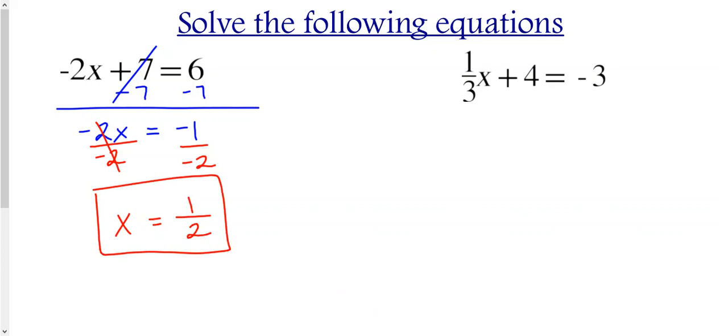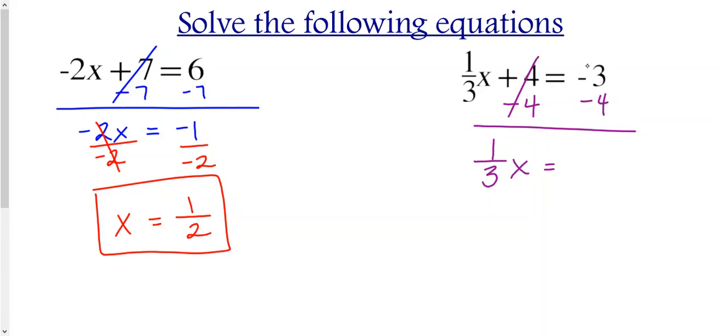All right, now let's get a little bit harder. So now we have a fraction. So we have 1/3 x plus 4 equals negative 3. So again, the first thing I want to do is get rid of this positive 4. So I'm going to subtract 4 on each side. That leaves me still with 1/3 x is equal to negative 3 minus 4.